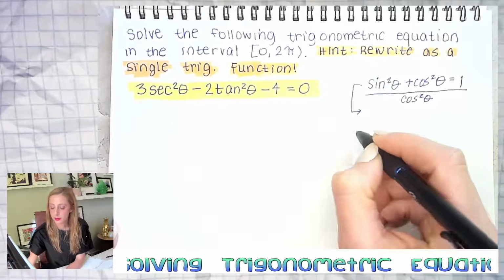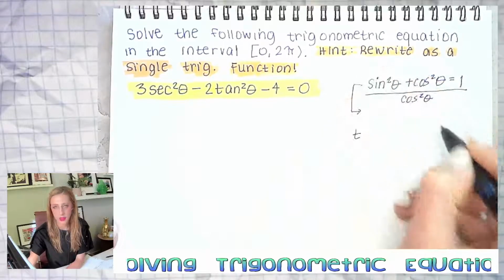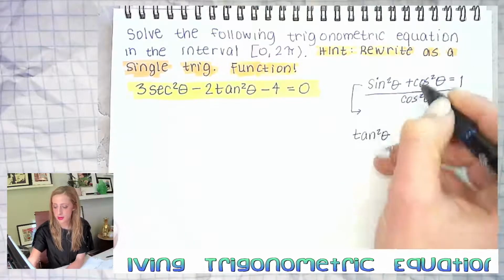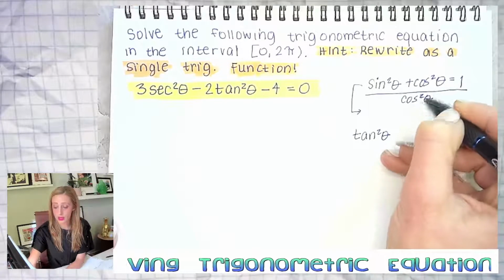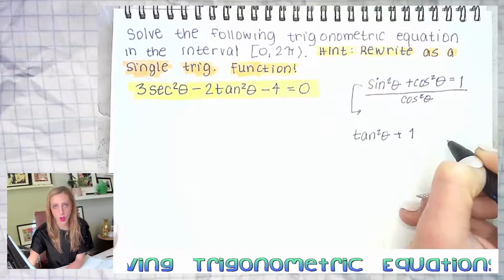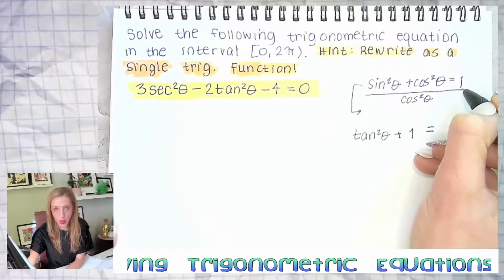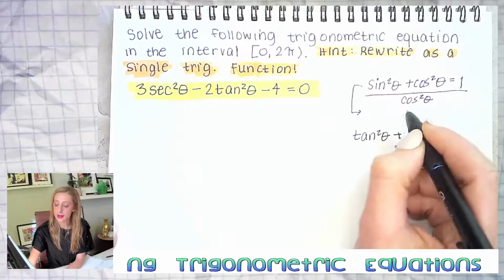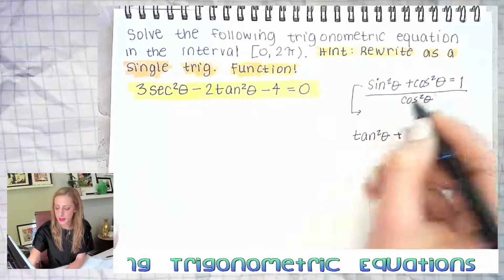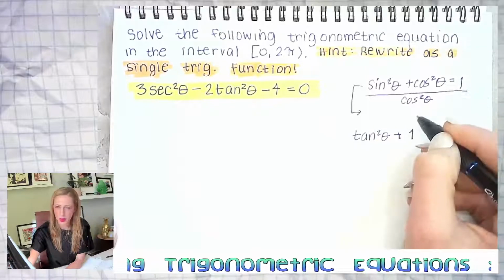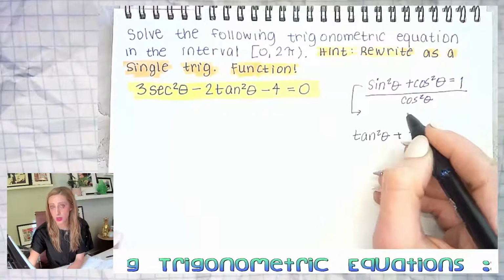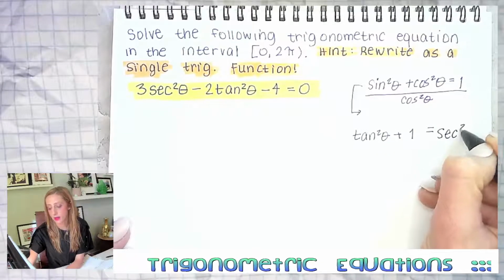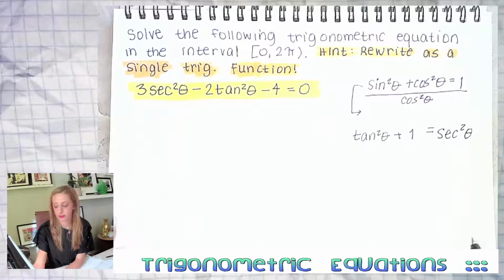From there, I will get sine squared theta over cosine squared theta, which is tangent squared theta. Next, cosine squared theta over cosine squared theta is 1. And next, 1 over cosine squared theta, since 1 over cosine is secant by the reciprocal identity, then if I square the top and bottom, 1 squared is still 1, cosine squared is cosine squared. This side will equal secant squared theta.